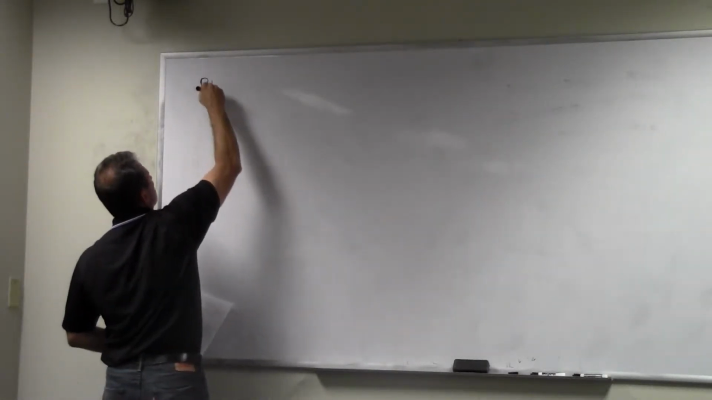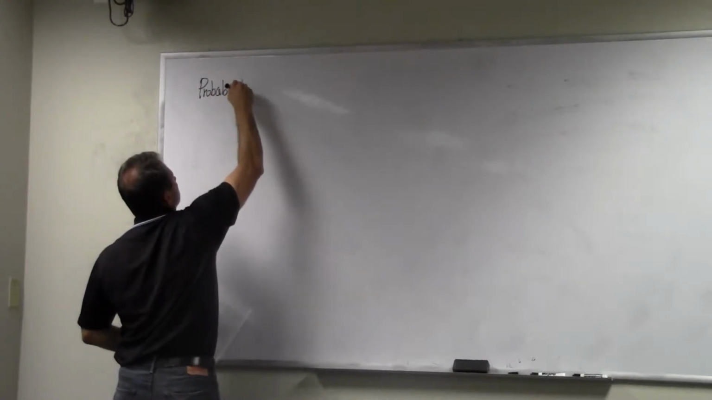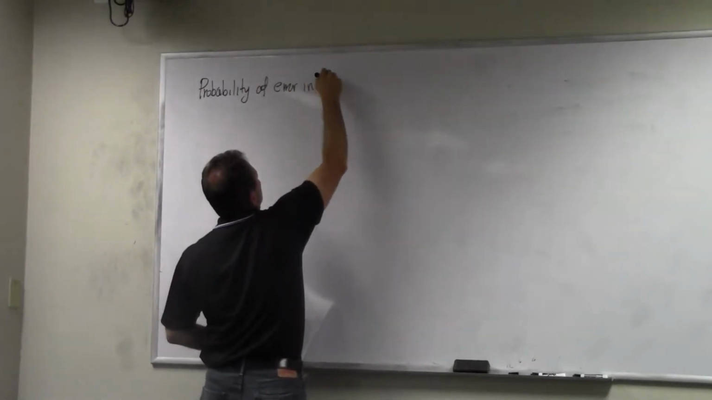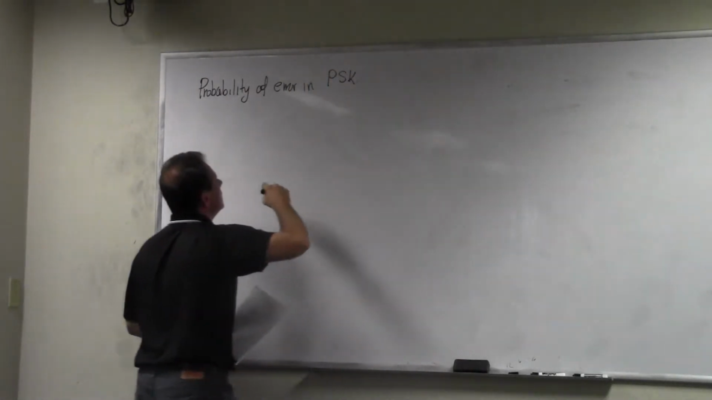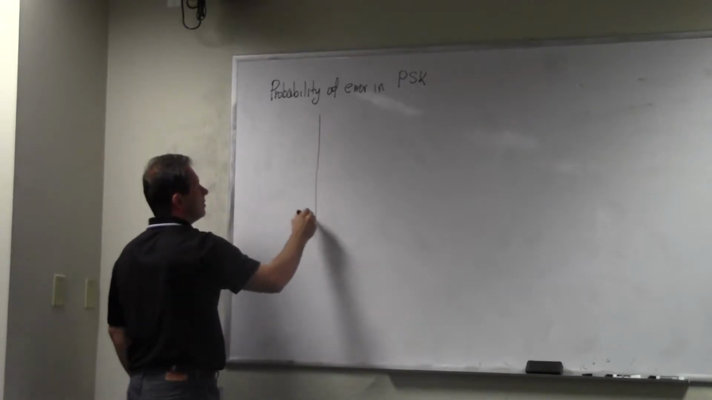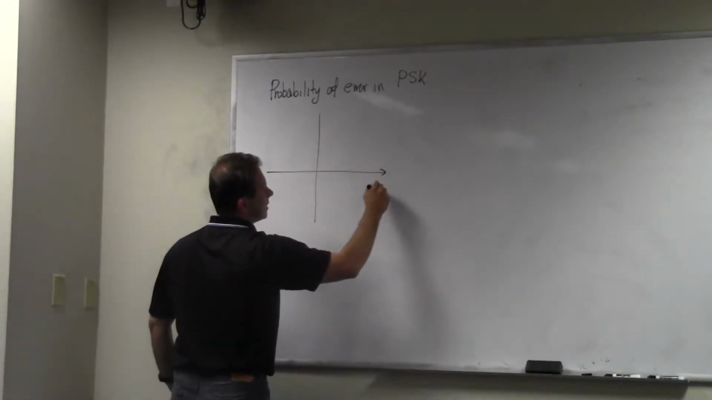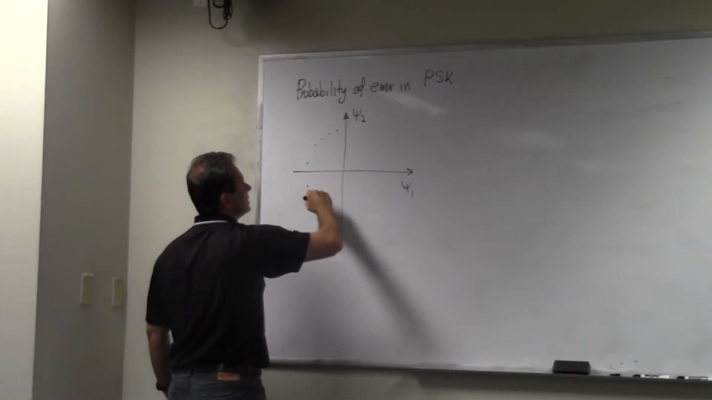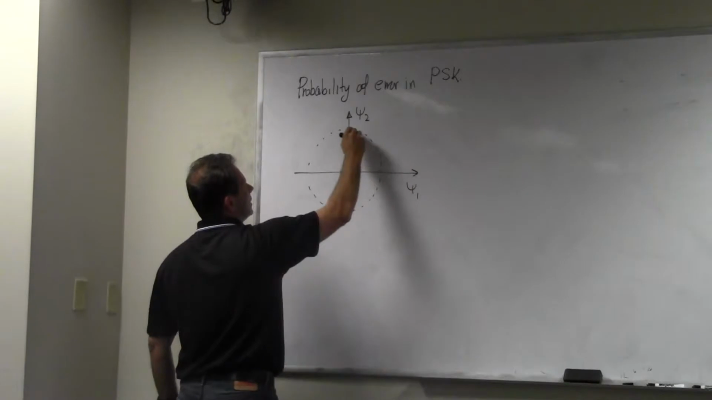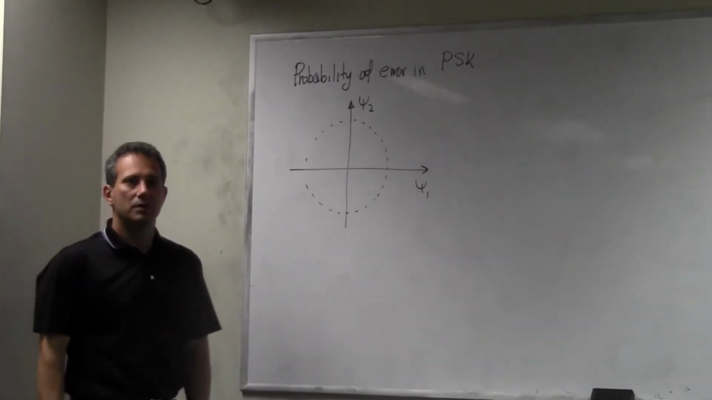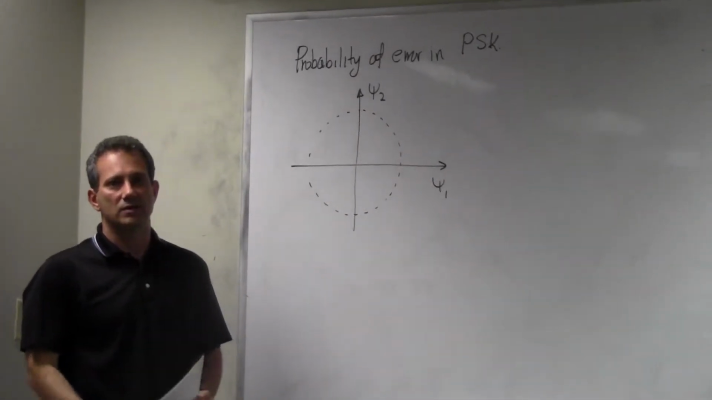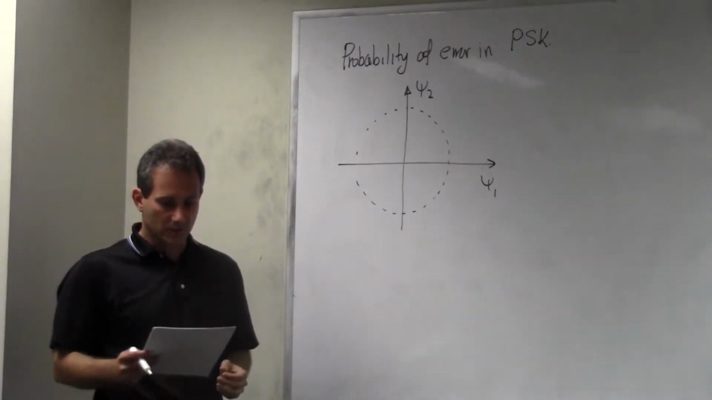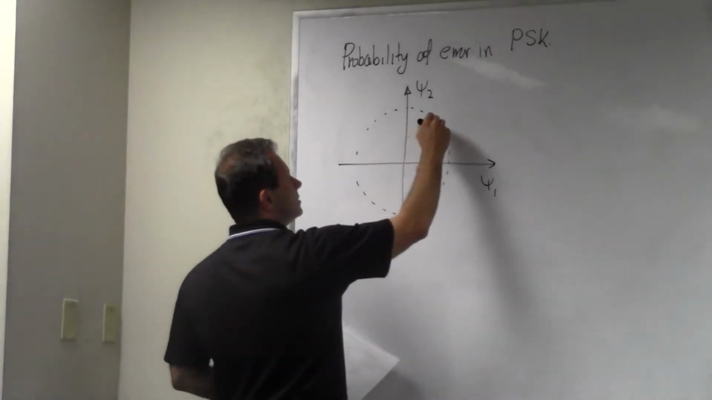So, probability of error in phase shift keying. In phase shift keying, your points, so this is your psi 1, this is psi 2. All the points reside on the same circle, which means that all the symbols that you use have the same energy. Remember, because the distance from the origin is the square root of energy. And these are your symbols.